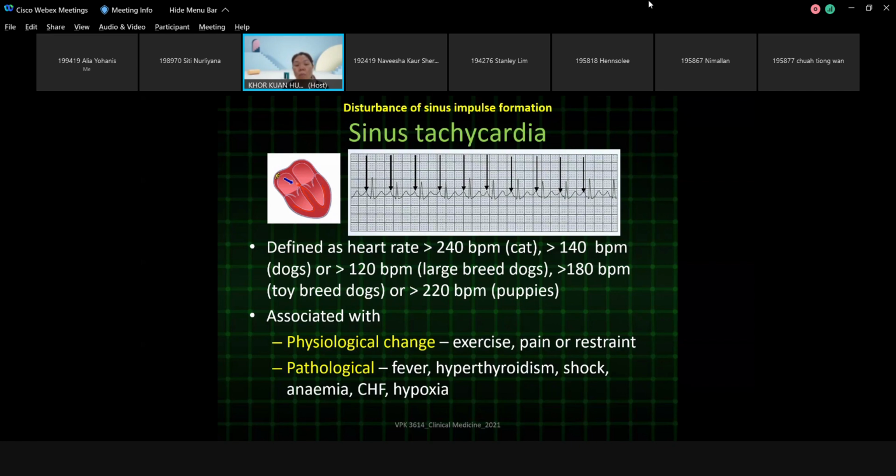If they're anemic, you can pick it up. The mucous membrane will be very pale. If it is congestive heart failure, you're going to see tachypnea. You can see them panting. You're going to see them having panting, dyspnea. If it is hypoxia, the animals are turning blue. Okay, so the clinical presentation is much more drastic.